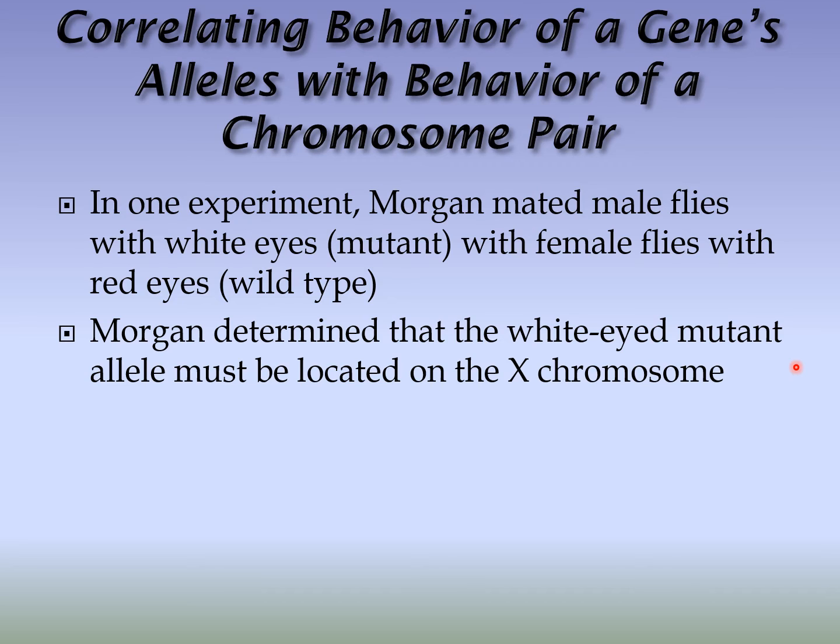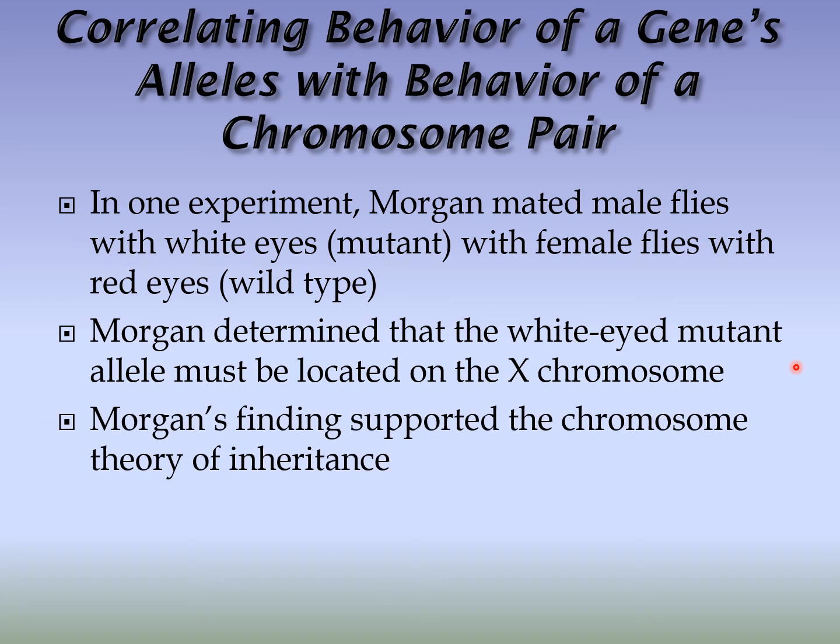Now, what he determined from this experiment was that the white-eyed mutant allele must be located on the X chromosome. And we'll see the results and how that relates to the chromosome pair and the behavior of both the gene, the allele, and the chromosome pair. He also found that this set of experiments supported the chromosomal theory of inheritance, which relates back to Mendel's work with inheritance.